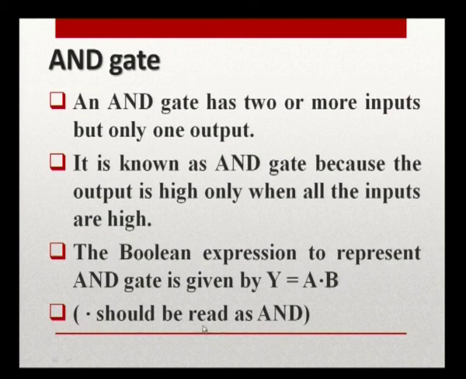Here the dot should be read as AND. So we should read it as A and B. Y is equal to A and B. As I said, the dot symbol we use here has a meaning. That meaning is the logical operation AND. What is A and B? As per the explanation, to get an output high, both A and B inputs should be high. That is the condition. So that is why it is also called AND operation.